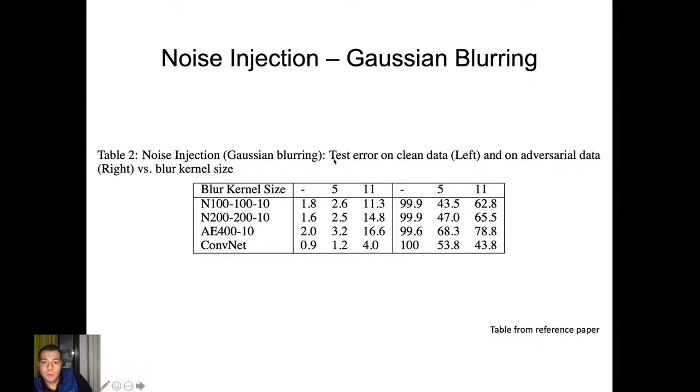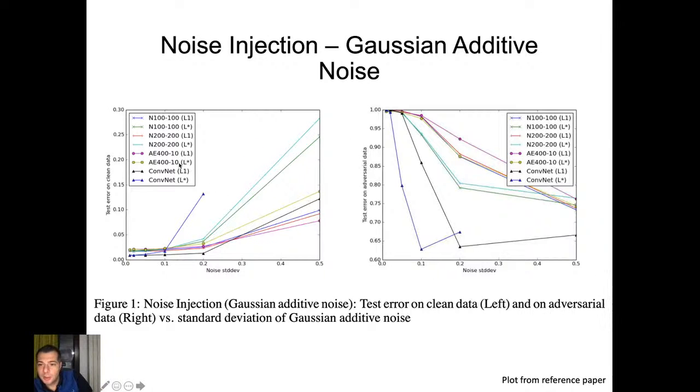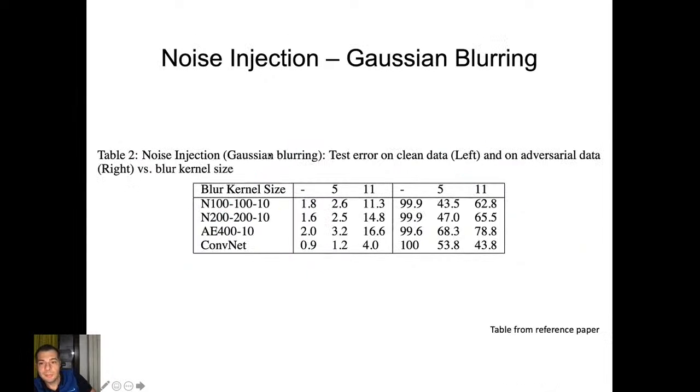They also look at this for different architectures. Here we have autoencoders, convolutional networks, and networks with two-layer perceptrons. Okay, so if you look at the test error on clean data, this is the test error on clean data, and on the right you have the test error on adversarial data.